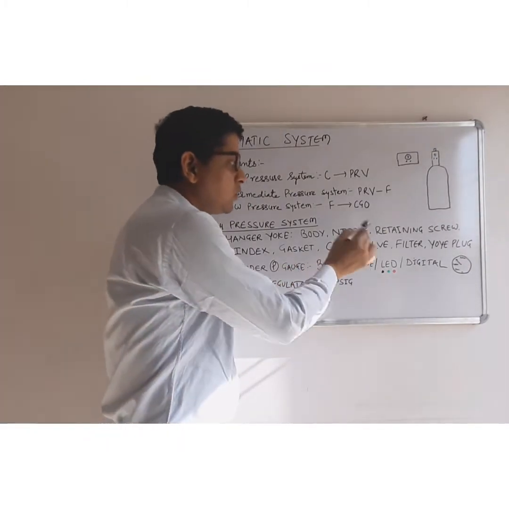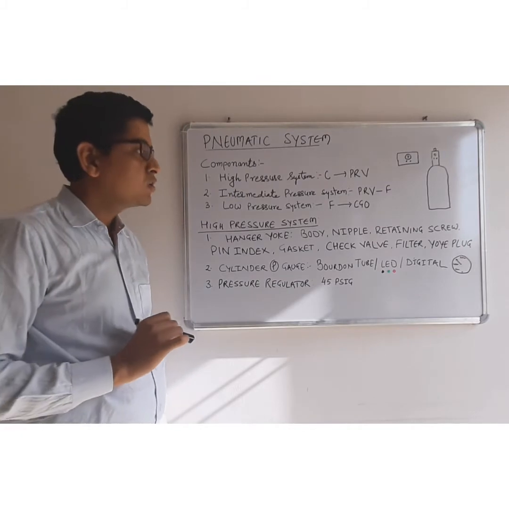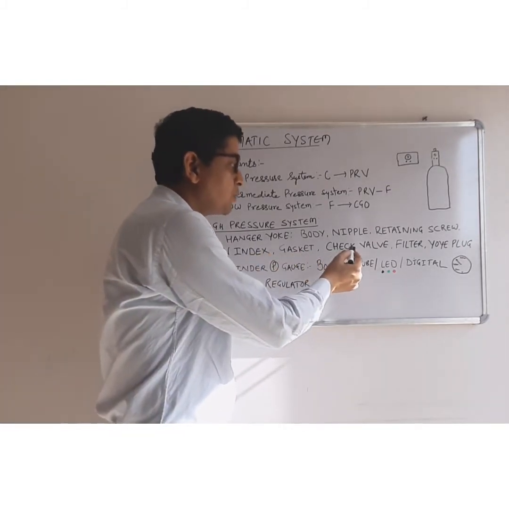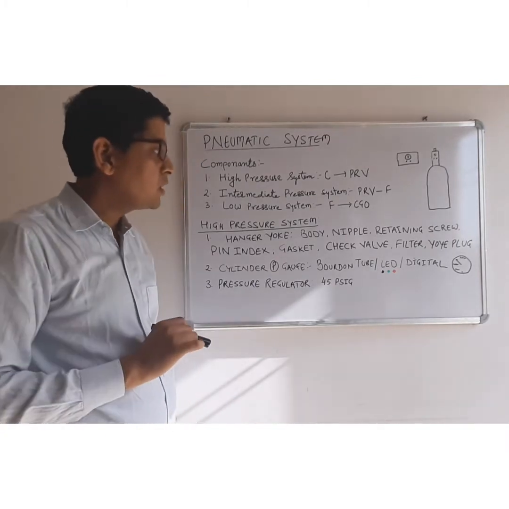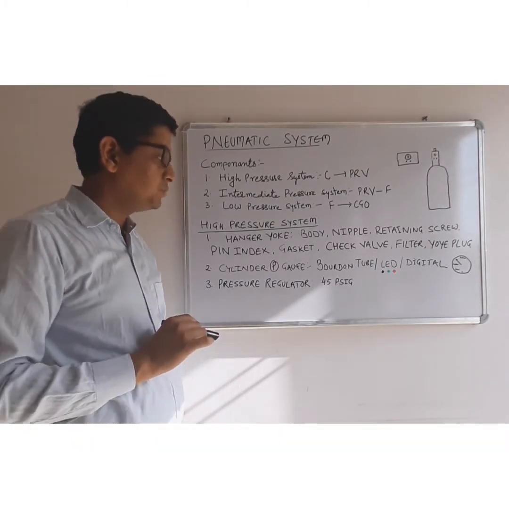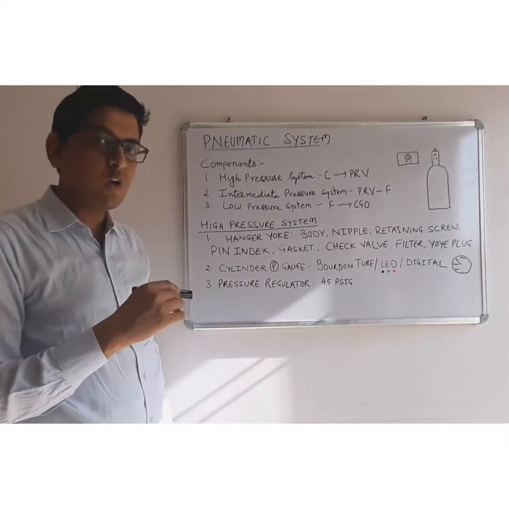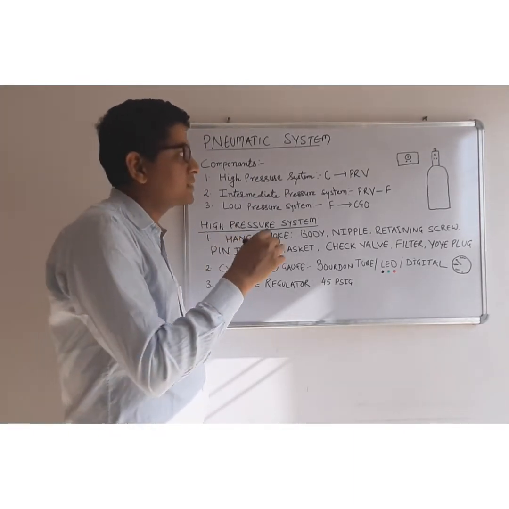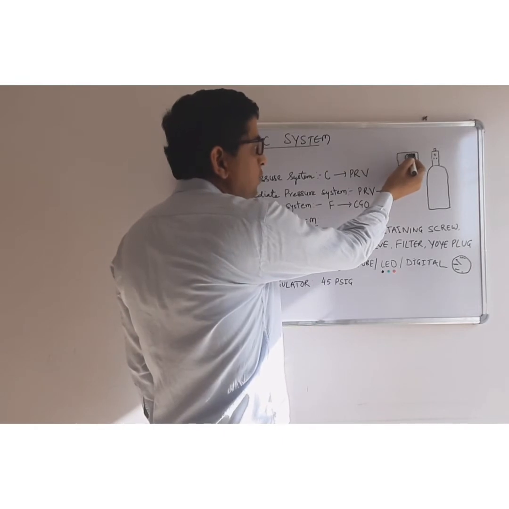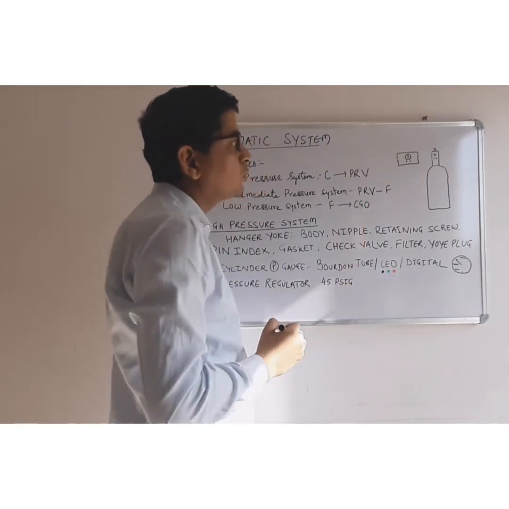Now the check valve or unidirectional valve. It is a very important component, one of the most important components of the hanger yoke. So this check valve prevents the exit of the gases from this nipple.